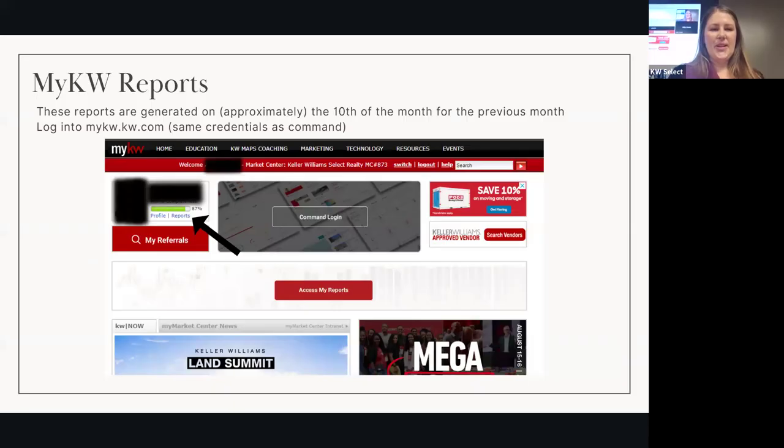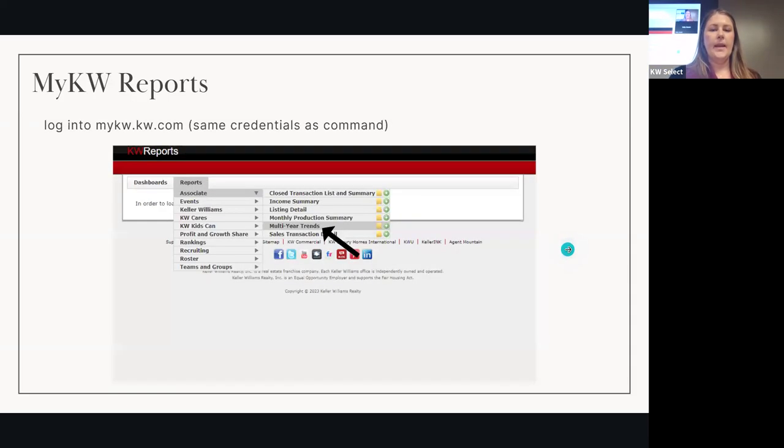First, on a website called mykw.kw.com, with the same login credentials as Command, is where you can find the reports that I'm going to talk about first. This is what the page looks like when you log in, and up in the top left corner there is a button that says reports. Then it will load this screen, and you go to the reports tab and then associate. The first report I'm going to show you is called your multi-year trends.